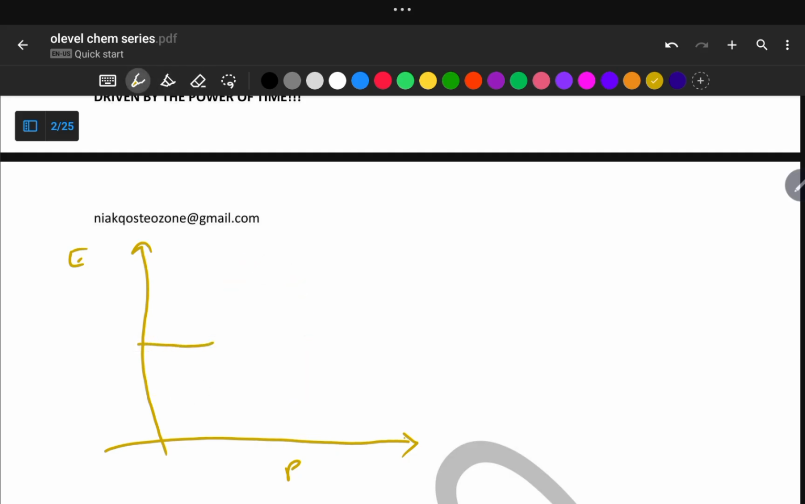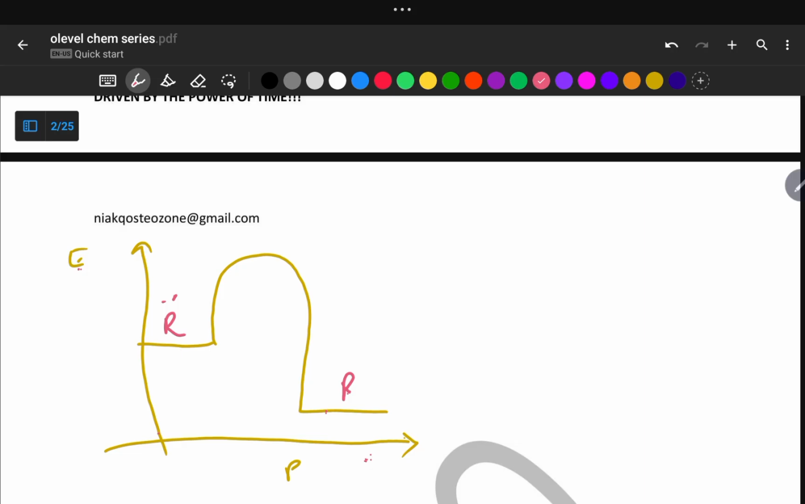For exothermic reactions, the products have lower energy content compared to the reactants. These are the products, and these are the reactants. The products are at a lower energy level. This is the energy, the vertical axis, and this is the progression of the reaction, the horizontal axis. So the products are at a lower energy level compared to the reactants.